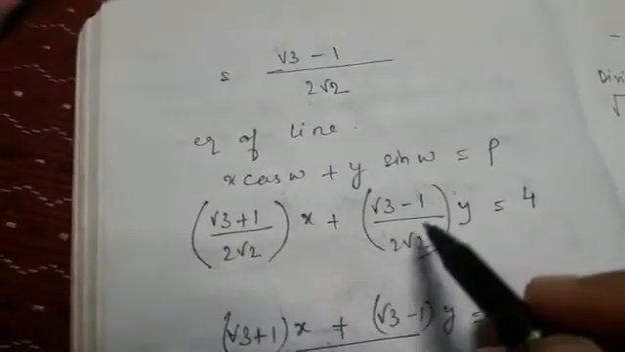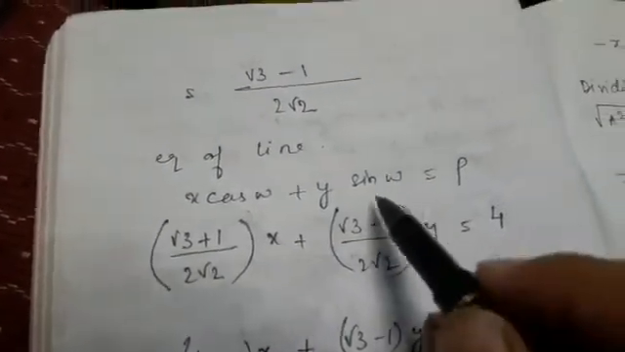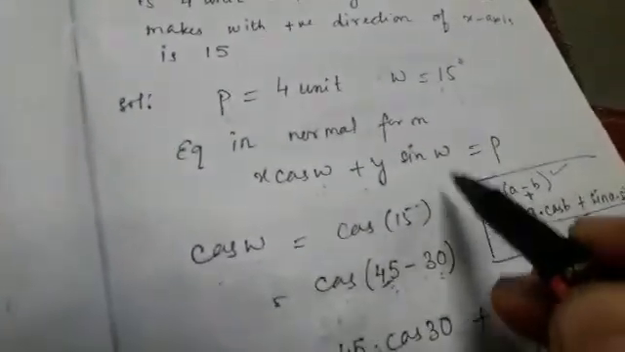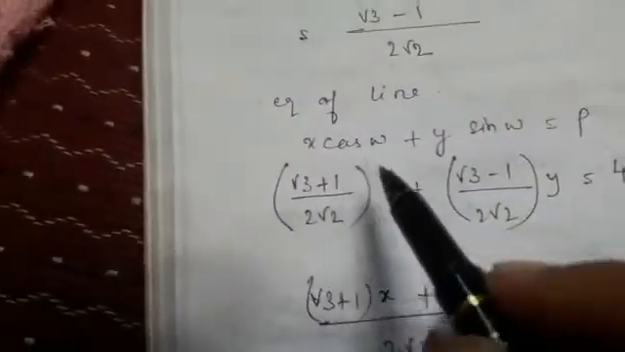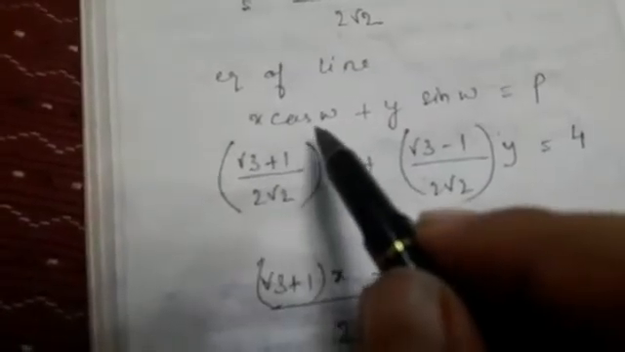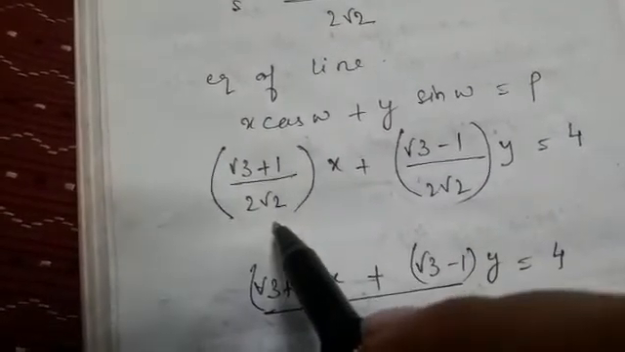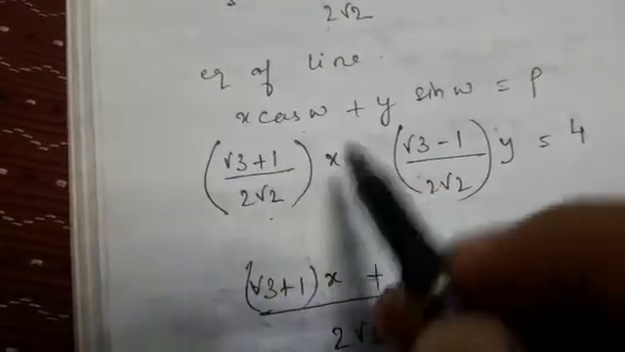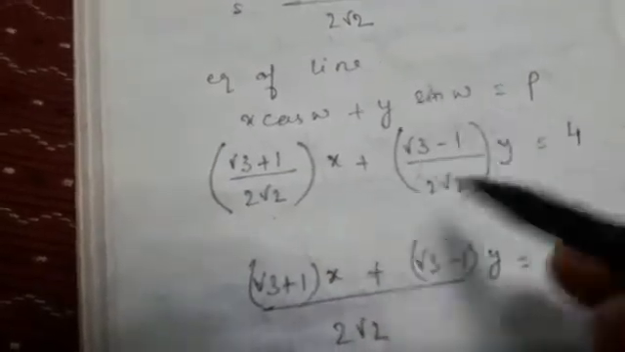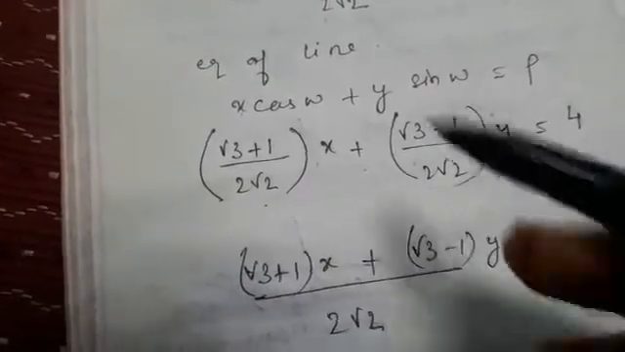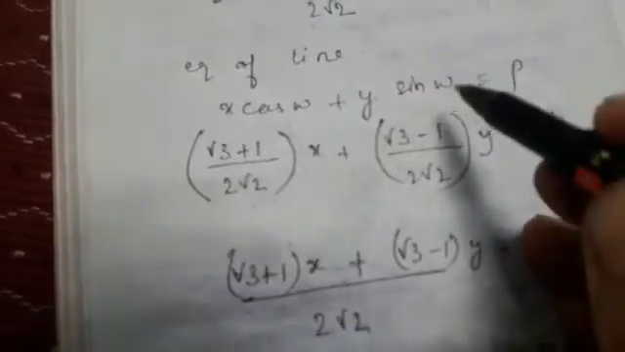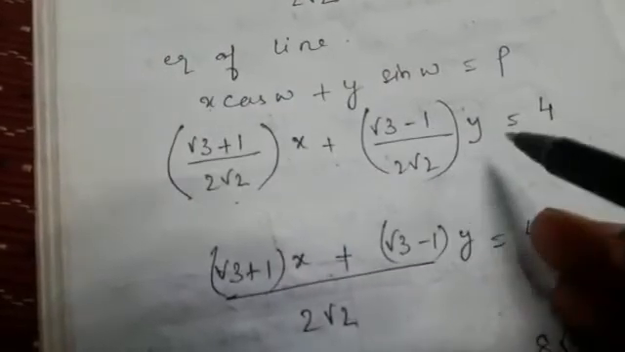So we have got the values of our sine omega and cos omega. Substitute the values of sine omega, cos omega and the p in our respective equation of normal. See, this is the respective equation of normal. In this equation, substitute all the values of p which is given, sine omega, cos omega, which you have calculated. So cos omega, we have got root 3 plus 1 by 2 root 2, right? x will be x only, plus, because it's an equation we are forming, so x and y will be there, we are just substituting the values of cos omega, sine omega. So sine omega, we have got root 3 minus 1 by 2 root 2 y is equal to 4.